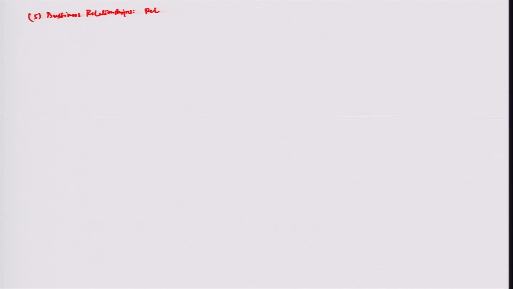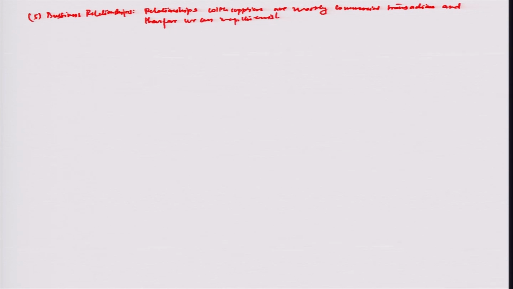So, let us say that relationships with suppliers are mostly commercial transactions, and therefore, we can map the existing level at level A.